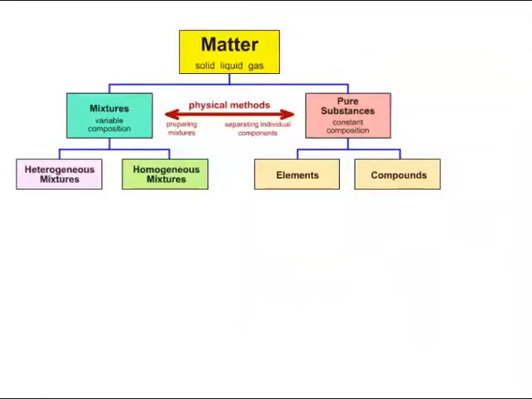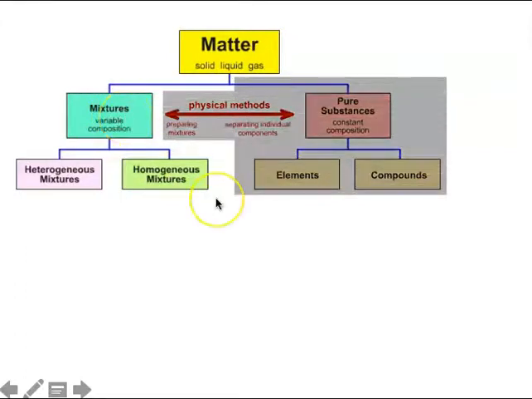Well, let's go back to that flow chart. And so we've already talked about matter and the fact that any piece of matter can at least theoretically be in either a solid, liquid, or a gas physical phase. We talked a little bit about mixtures and pure substances. And what we're going to do now is we're going to double down on the mixture side and talk about what does it mean to have variable composition.